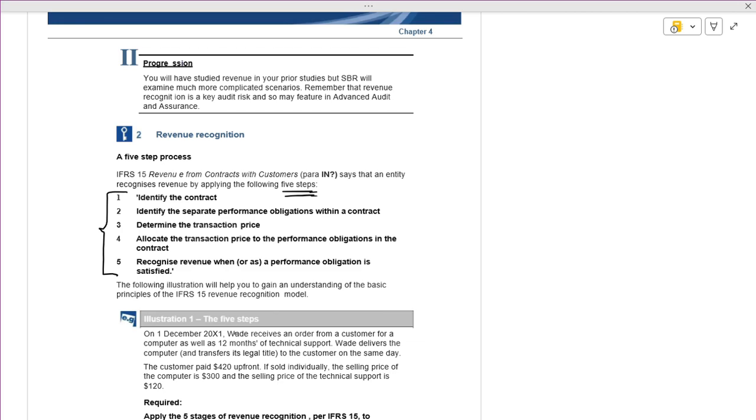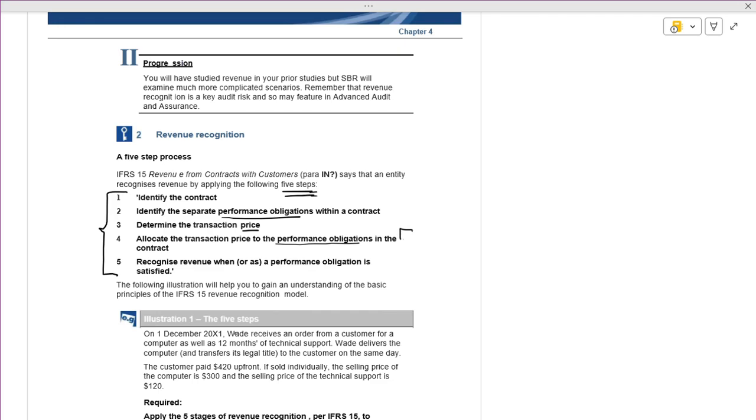First, you have to identify that it is a contract. The second, there should be a performance obligation, which means you have to compensate, you have to match the things which you have been promised. You should have the transaction price allocated to the performance obligation. Allocate the price to each performance obligation.